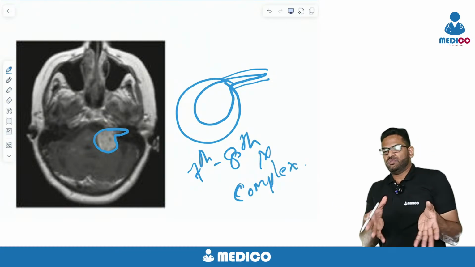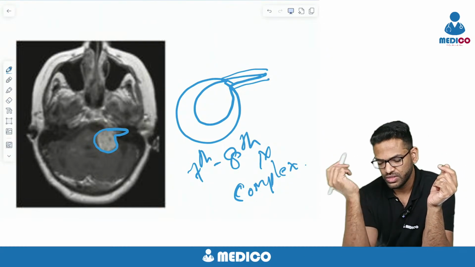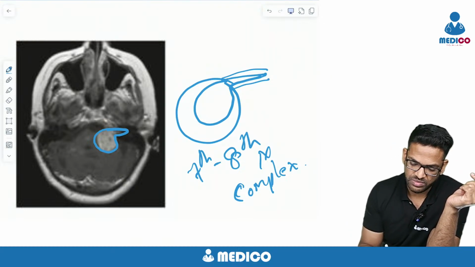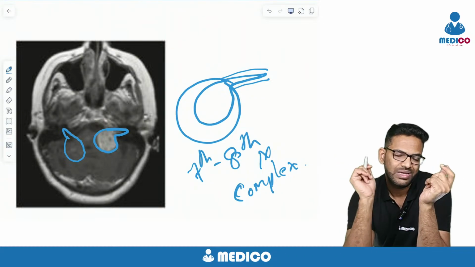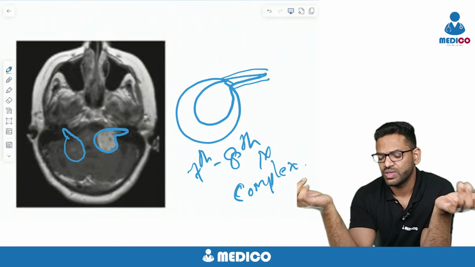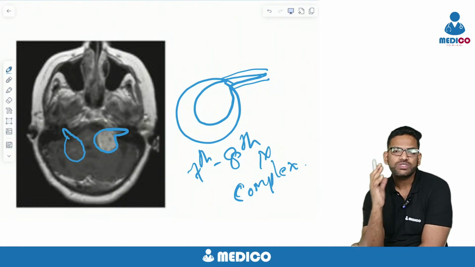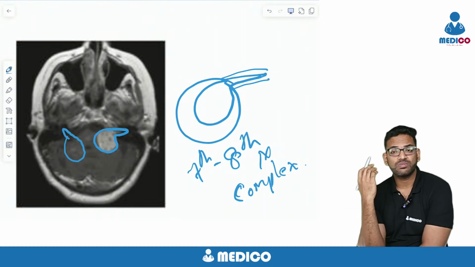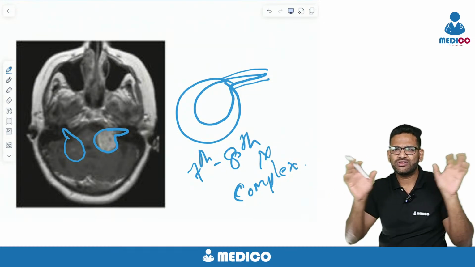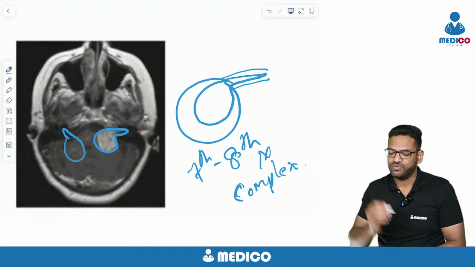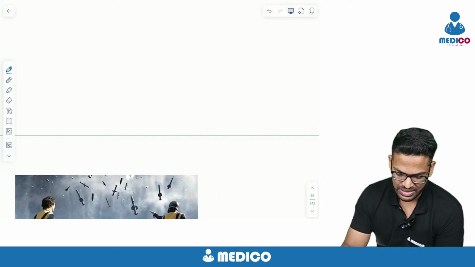So now we have this image. You know, ice cream cone appearance is seen in acoustic schwannoma. Now I'll show you another one. What if you have a similar tumor here? What if you have another ice cream cone here? You can straight away go for NF2, neurofibromatosis 2. That is one of those phakomatoses where you get bilateral acoustic schwannomas, which are pathognomonic of NF2, neurofibromatosis 2. All right, so we'll move on to the next.